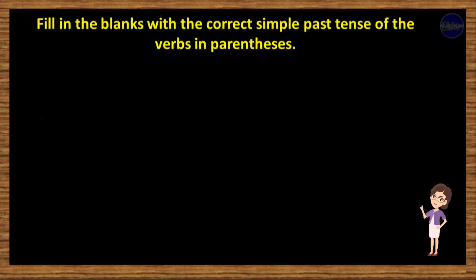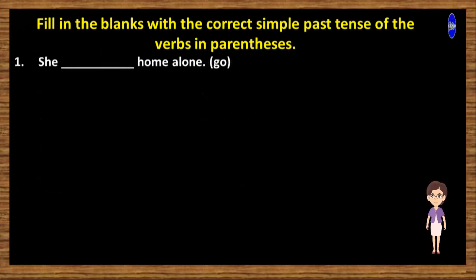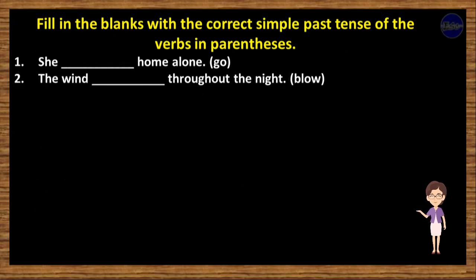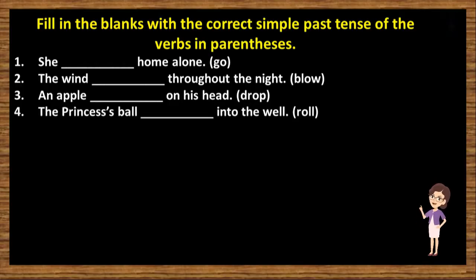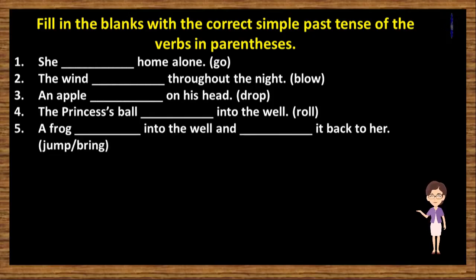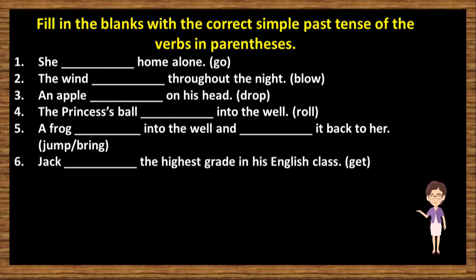Fill in the blanks with the correct simple past tense of the verbs in parentheses. 1. She blank home alone. Go. 2. The wind blank throughout the night. Blow. 3. An apple blank on his head. Drop. 4. The princess's ball blank into the well. Roll. 5. A frog blank into the well and blank it back to her. Jump and bring.